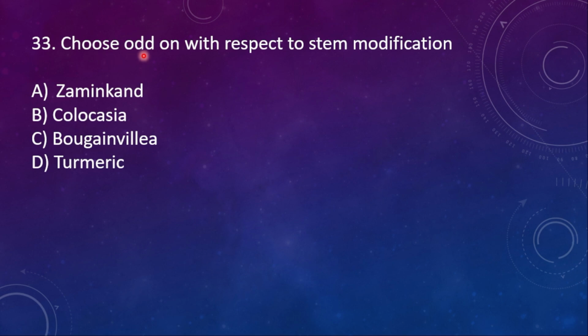33, choose odd one with respect to stem modification. Odd one must choose here. First one, that is option A, Zamin-Kund, option B Colocasia, option C Bougainvillea, option D turmeric. Here the right option is option C, Bougainvillea.